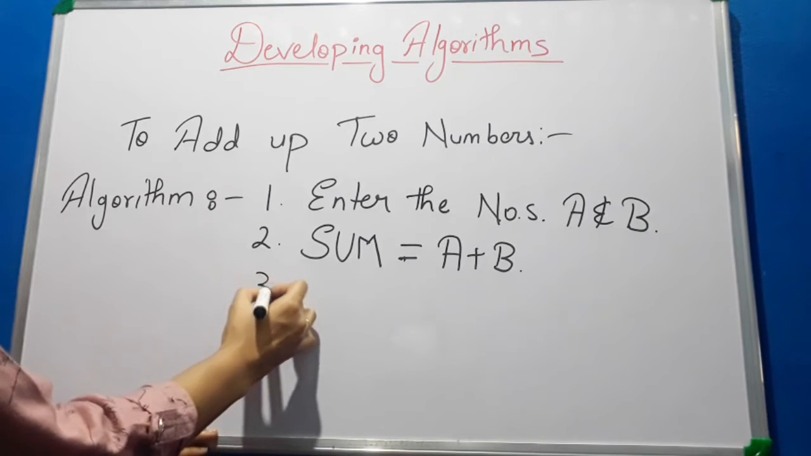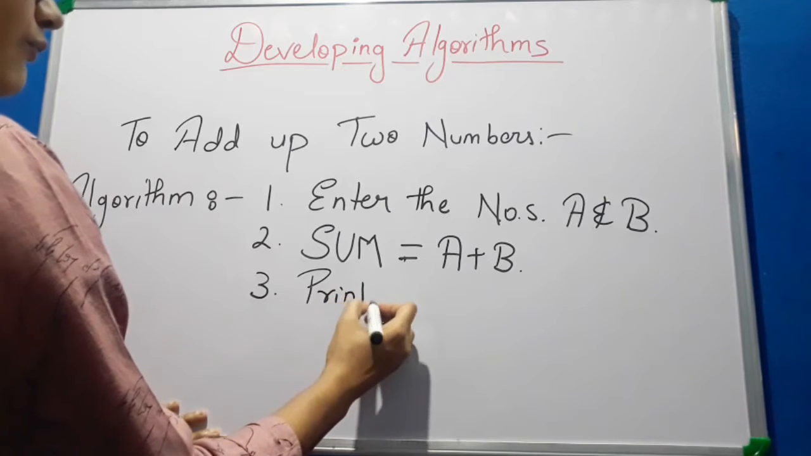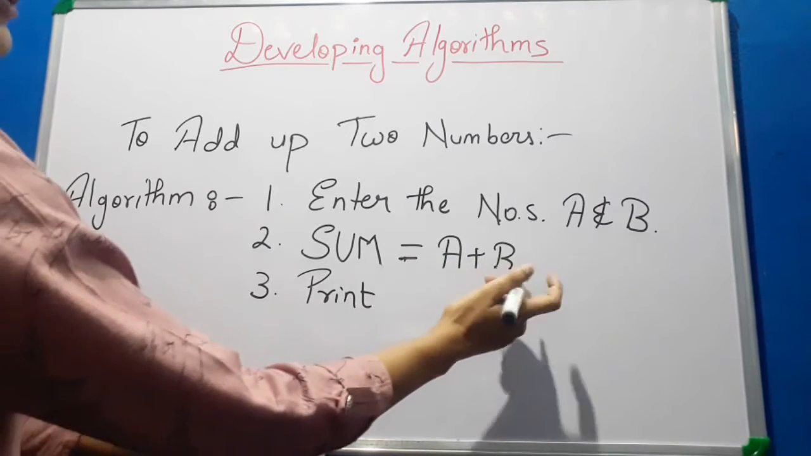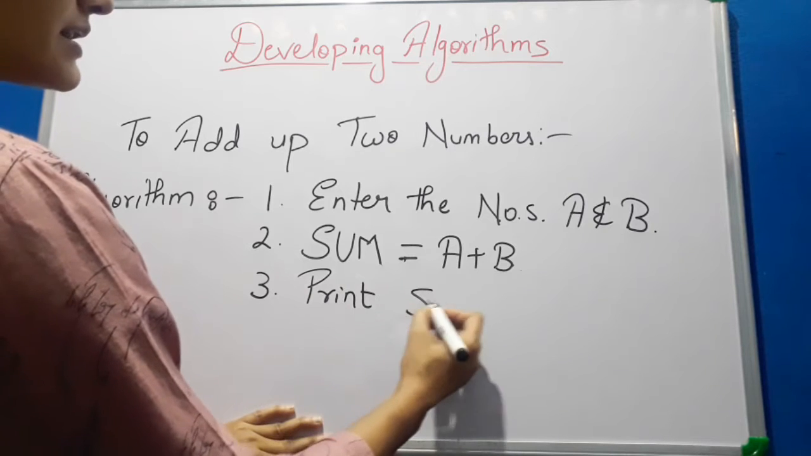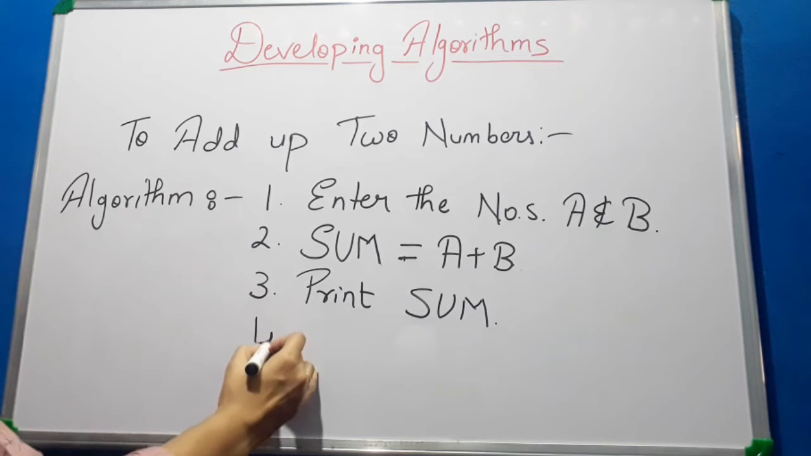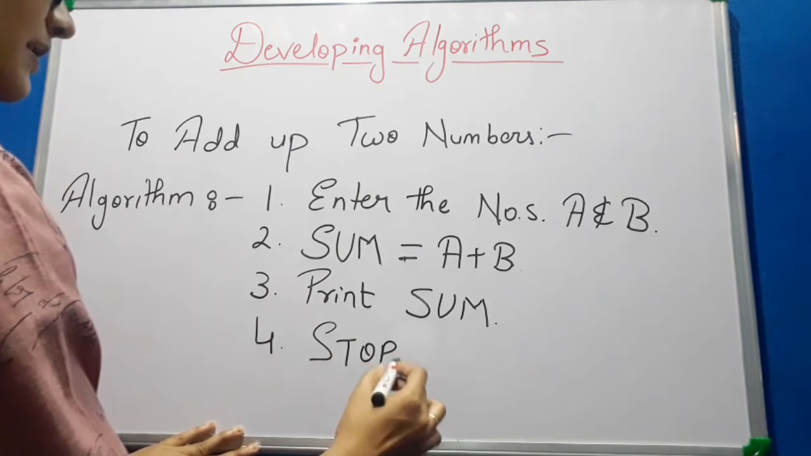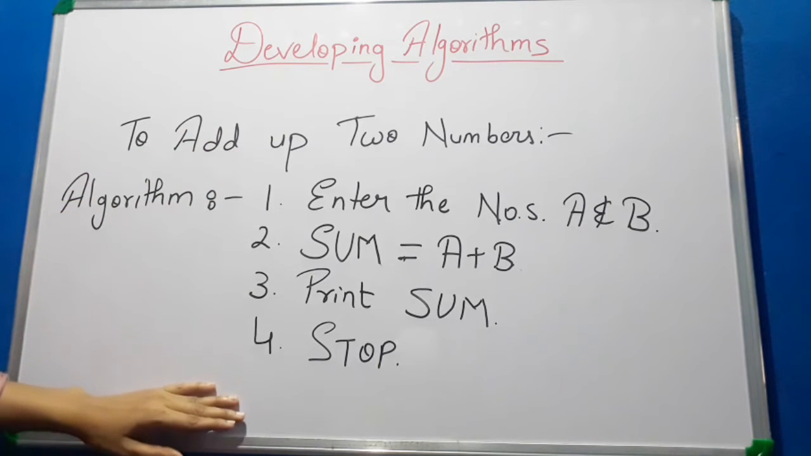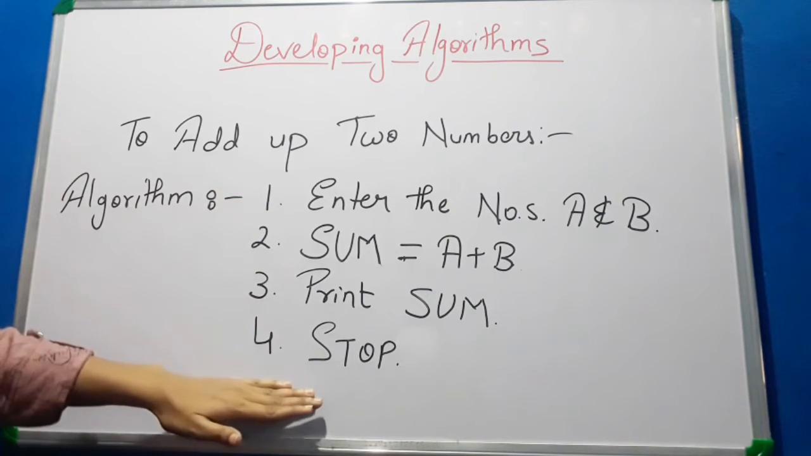Now step 3 will be you have to print the answer. So where will the answer be saved? In this sum part. Here you have added the two values, so the answer will be saved in this sum. So what we'll print is sum. And at the end you have to write stop. When you write this stop, that means your algorithm is finished, or the process of solving the sum of two numbers will be stopped here.